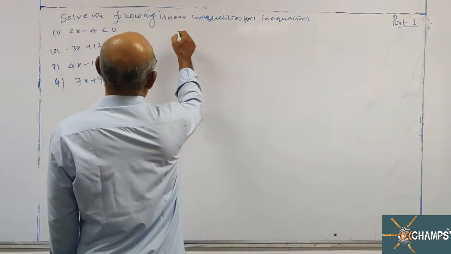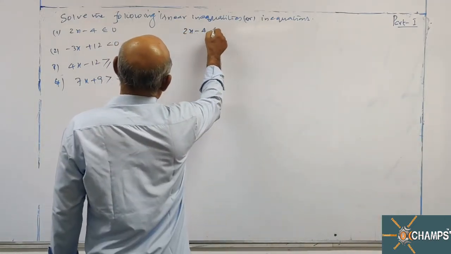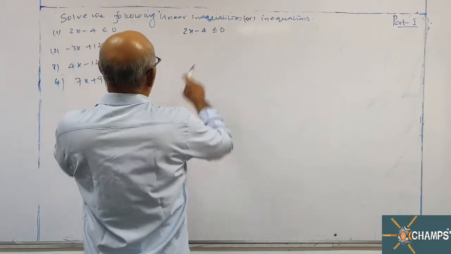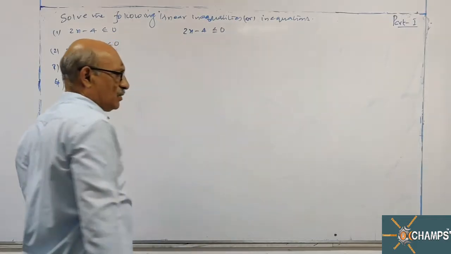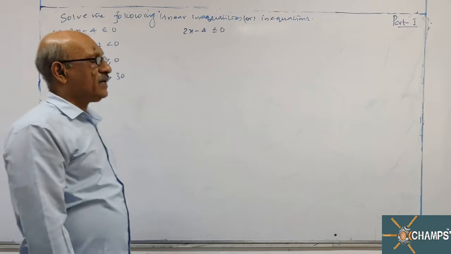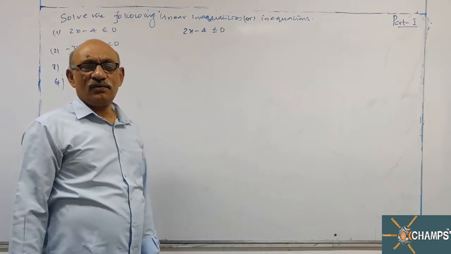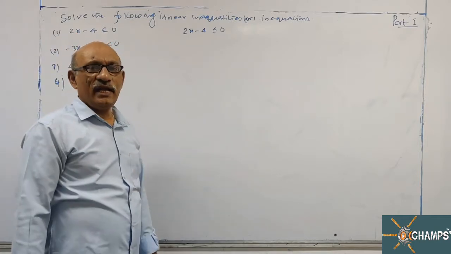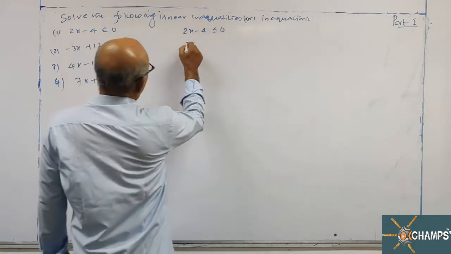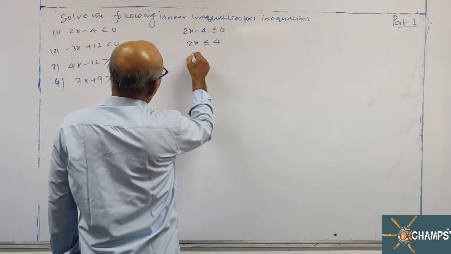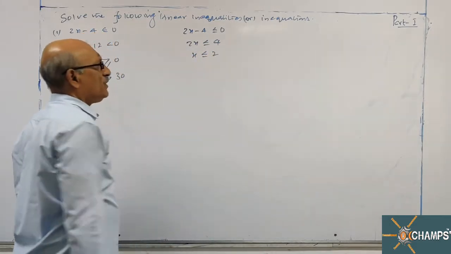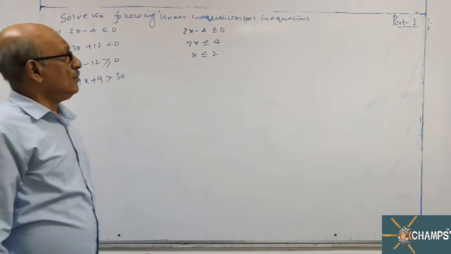Now look at question number 1. 2x minus 4 less than or equal to 0. This minus 4 is taken to the other side. When you take any constant from one side to the other side, there is no change in the inequality sign. So 2x is less than or equal to 4, x is less than or equal to 2.